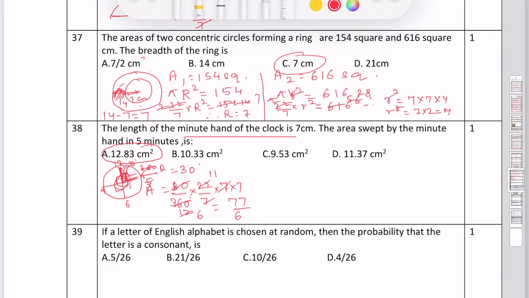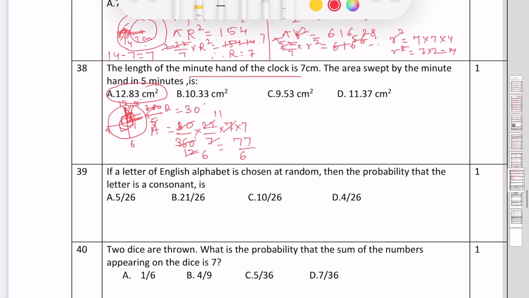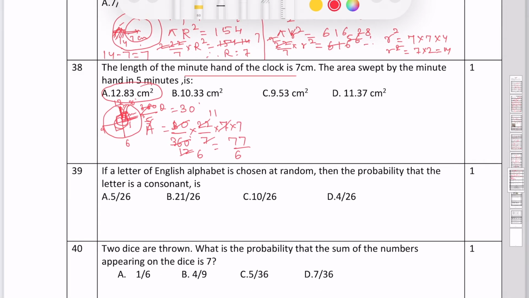12.83 centimeters square. Probability that the letter is a consonant. If we check, we have 26 letters total and 5 vowels. That means the remaining 21 are consonants.